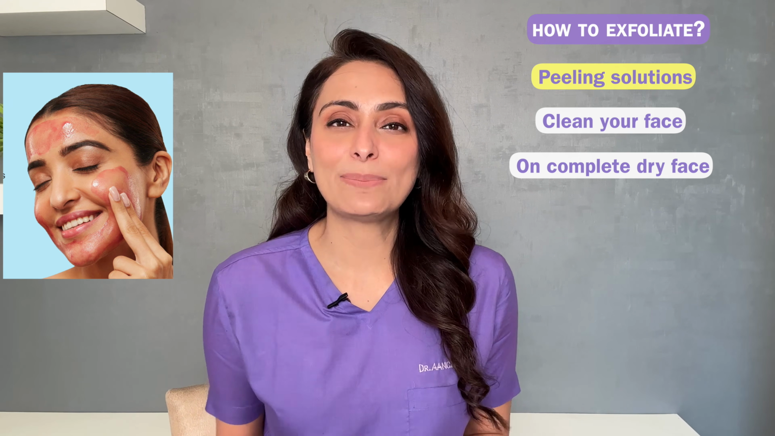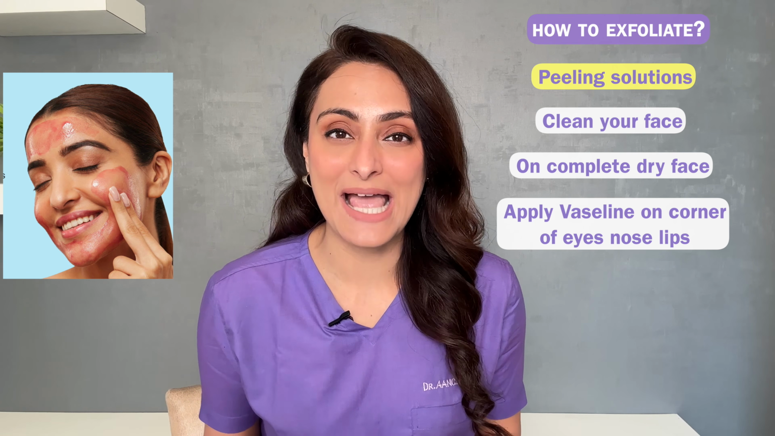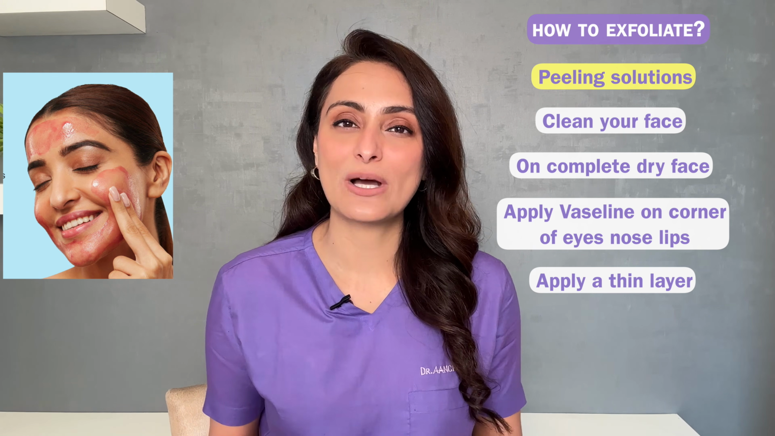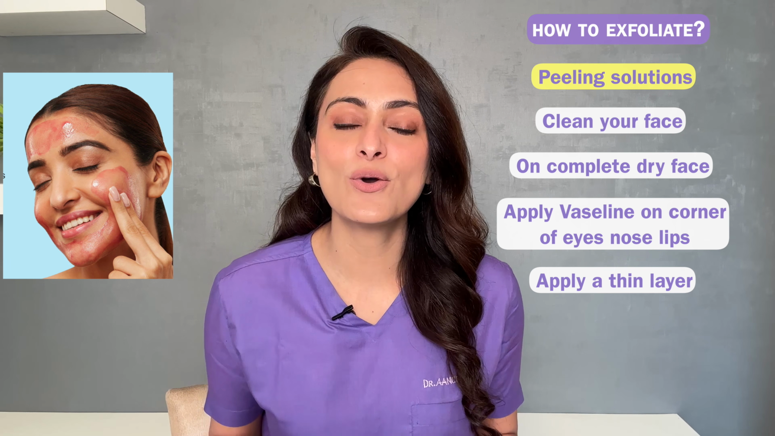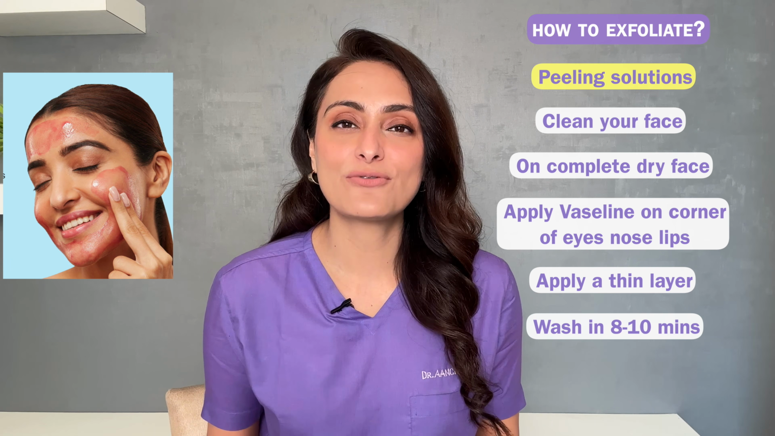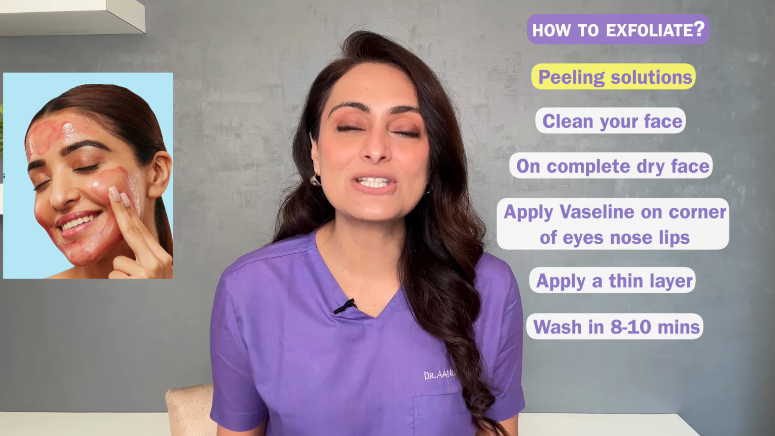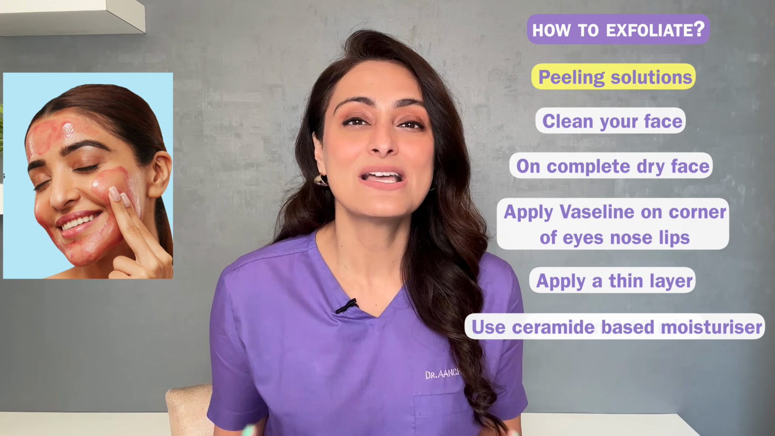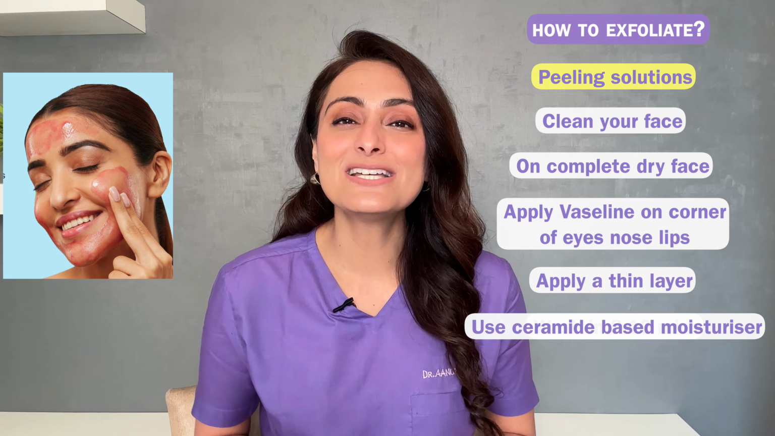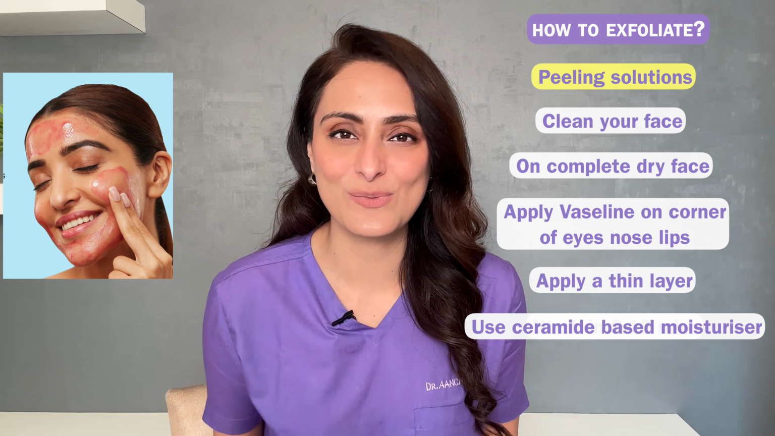How to exfoliate? So if you have a peeling solution, first clean your face properly, then make it completely dry, then apply a little bit of Vaseline jelly on the corners of the eyes, nose and lips, and then you want to apply a thin layer of peeling solution uniformly over your whole face. Leave it on for about 10 minutes and you can wash it off with cool water. Immediately apply a good layer of moisturizer, preferably something that contains ceramides that will help in soothing the skin. You can even go ahead and apply a little bit of aloe vera gel if that is what you like.